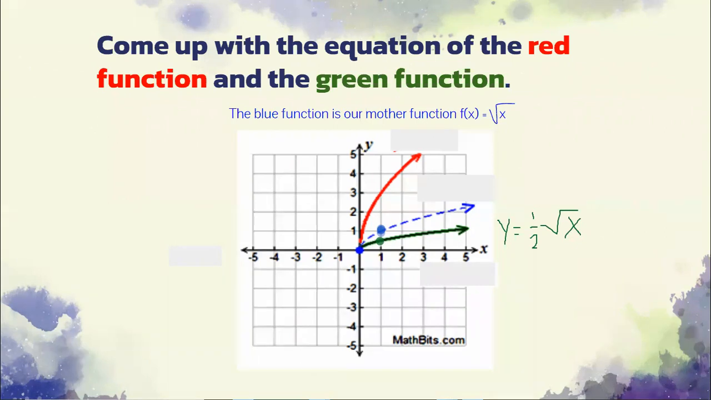And in a similar fashion, the height of the red function was at 1, 1. Notice that it has grown, it has stretched by a multiple of 3. So my red function would be represented by y is equal to 3 times the square root of x. All you have to do is look at the point 1 comma 1 and see how much it has stretched or shrunk in height.